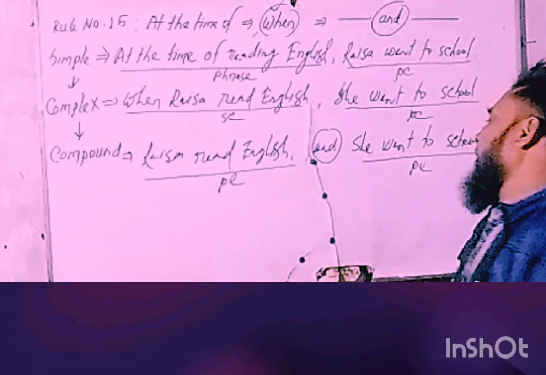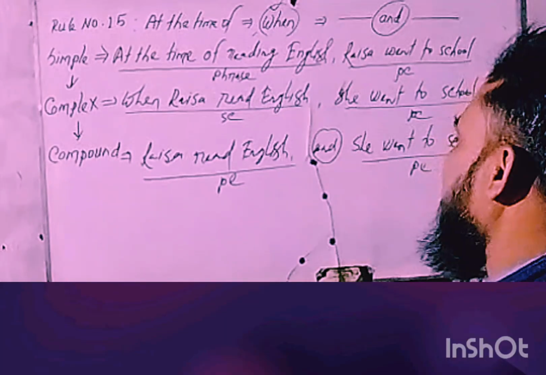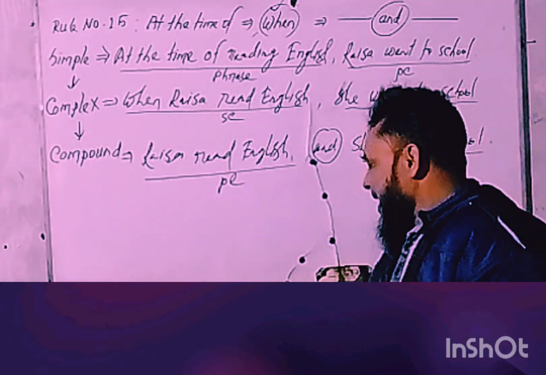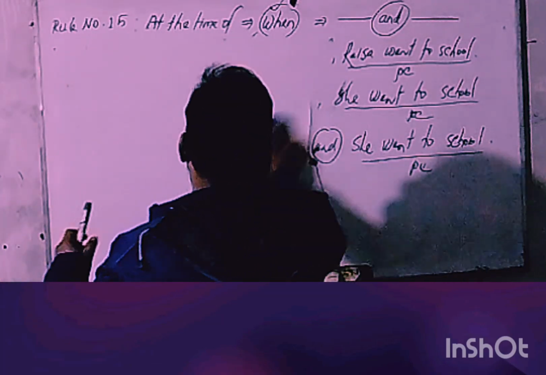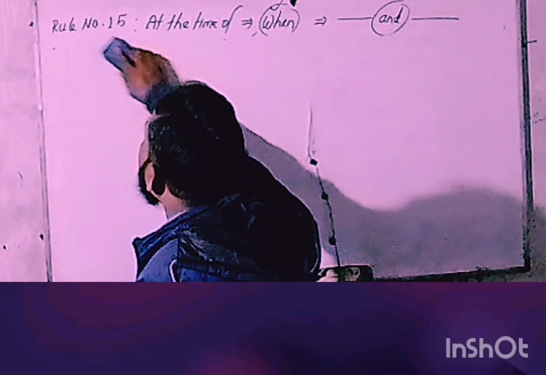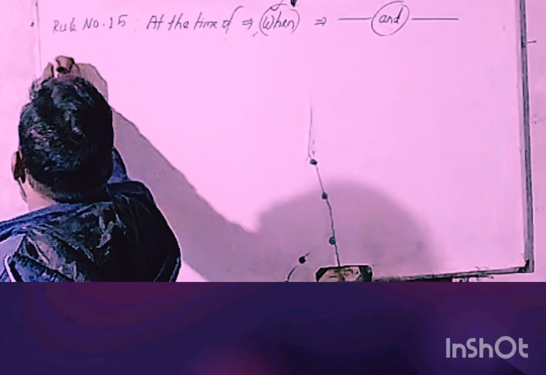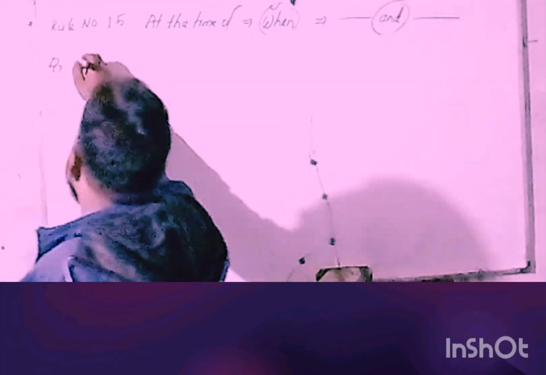This sentence has now been transformed into a compound sentence because this sentence has two principal clauses which are joined together by a coordinate conjunction. I hope that you have understood clearly. My dear learners, I can write more examples to make you understand. So take a look at the board and try to understand.